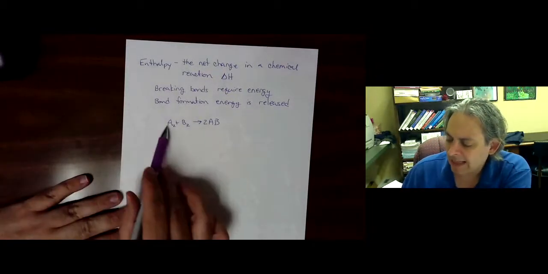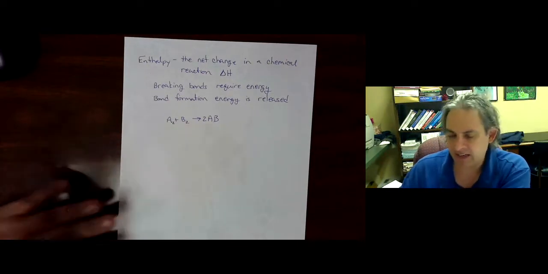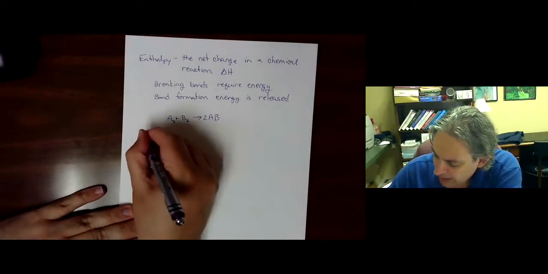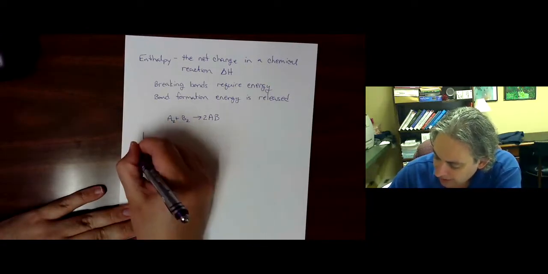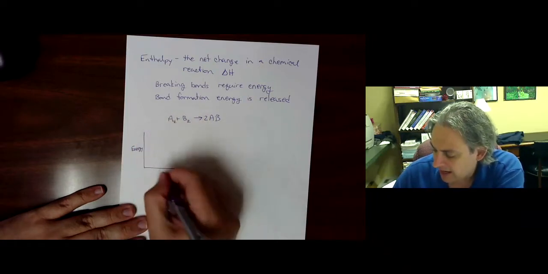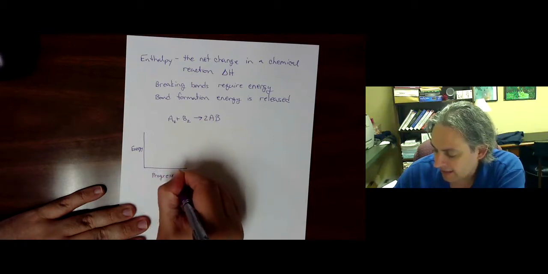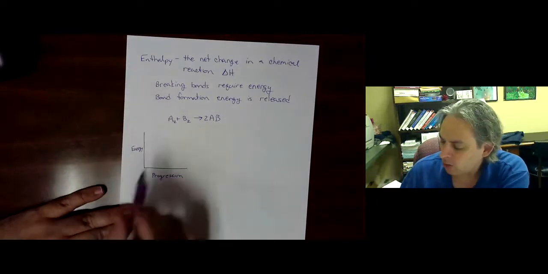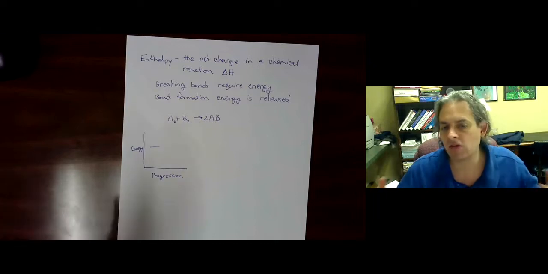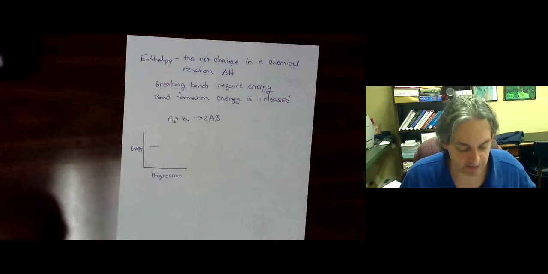But let's just look at the energies. If we look at just the energy of the reactants, let's say the reactants have some energy. And if we make a graph where the y-axis is energy and the x-axis is the progression of the reaction, then as the reaction happens, the reactants are going to have some type of energy. We don't know what, it's some random energy. It just has some energy value.